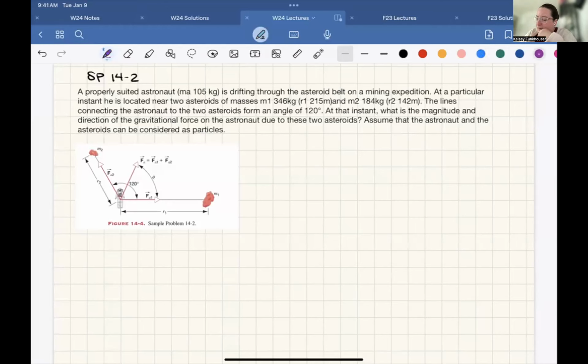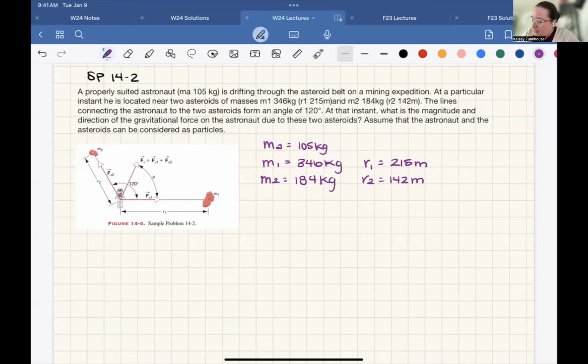So let's start by just writing our knowns. Mass of the astronaut is 105 kilograms. Mass of asteroid 1 is 346 kilograms. Distance to asteroid 1, 215 meters. And then mass of asteroid 2, 184 kilograms. Distance to asteroid 2 is 142 meters. Okay, I think that's what we need for right now.